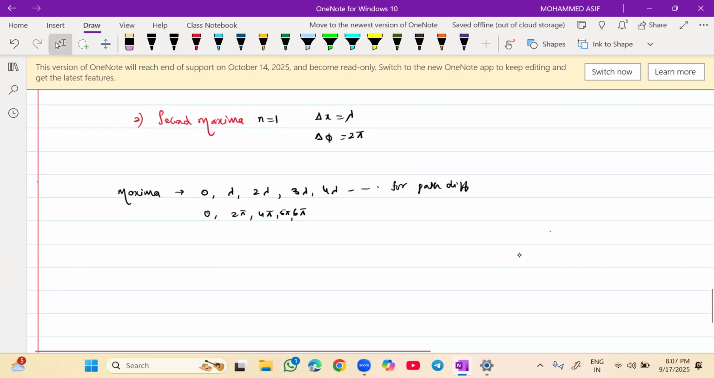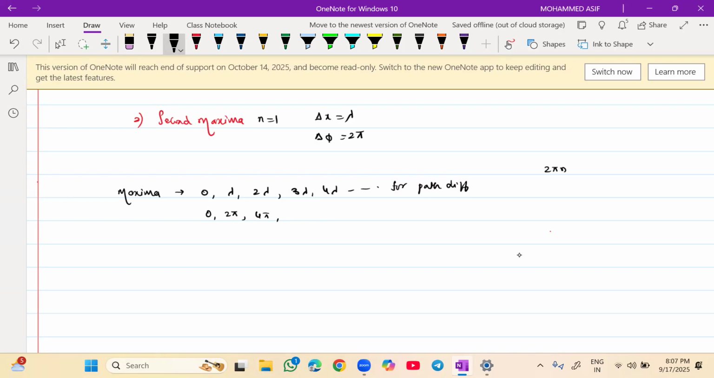The phase difference is 2 pi into n. With n value 1, n value 2, the next one is 4 pi. After 4 pi, it will be 6 pi, then 8 pi, and so on for the phase difference.